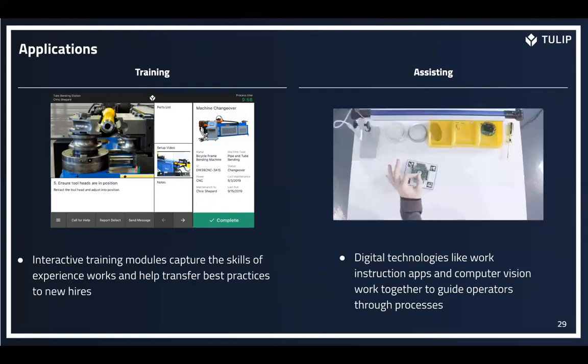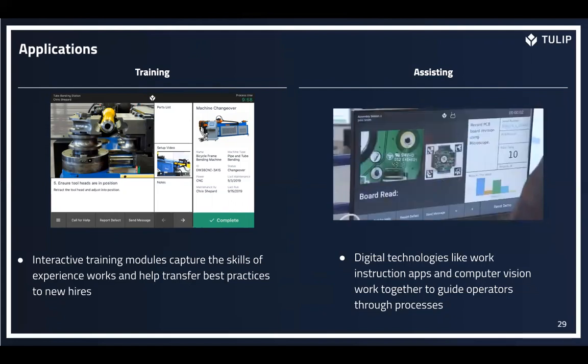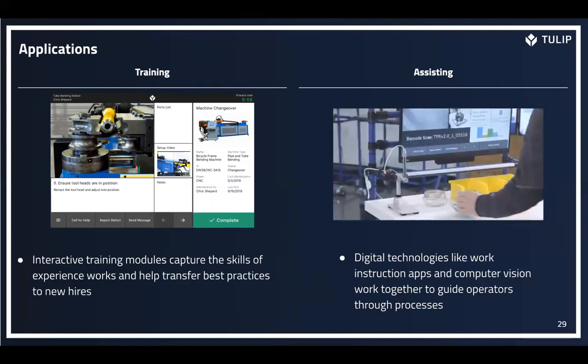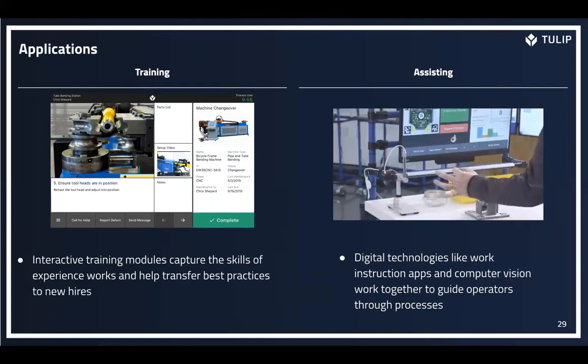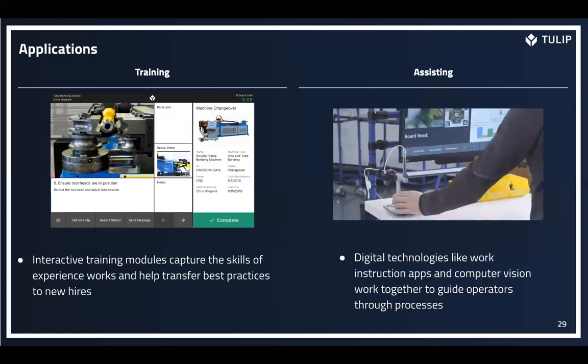And augmentation can be used to assist. And here you see a nice moving graphic of a computer vision system that's reading labels on chips, reading RFIDs, and reacting to a worker, moving them through digital work instructions in real time.